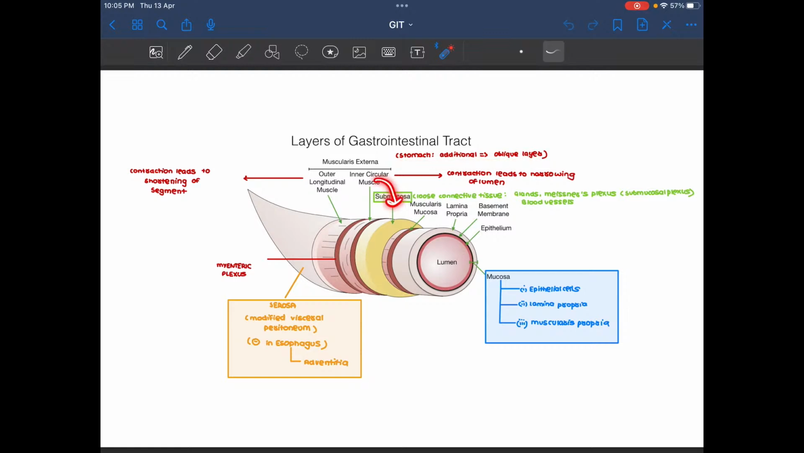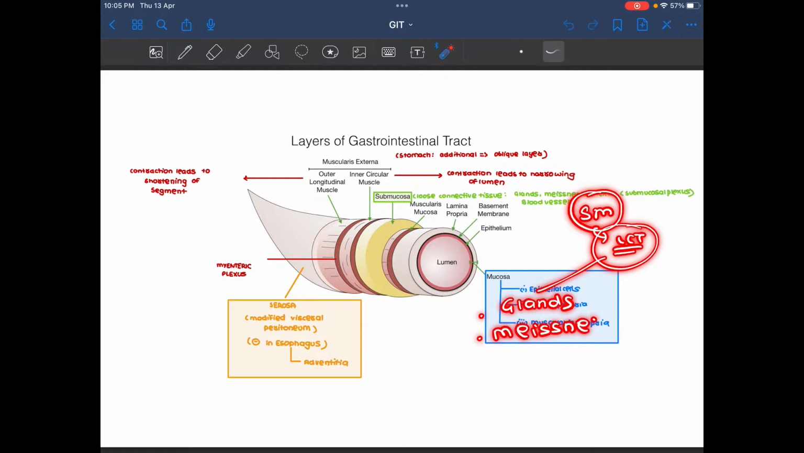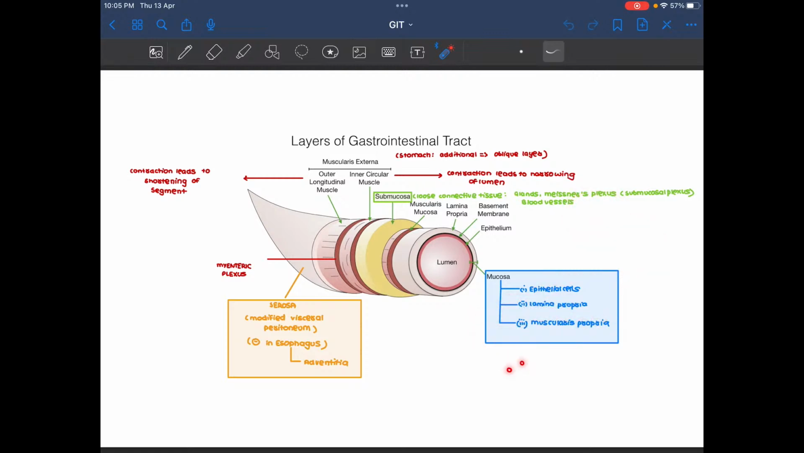Now, just beneath the muscularis externa, we have the submucosa. So this submucosa is made up of loose connective tissue, and it has multiple glands. And very importantly, it has a plexus known as the submucosal plexus, also known as Meissner's plexus, also known as Auerbach's plexus. Okay, so this plexus is going to be about intestinal secretions. And then obviously we have the blood vessels running beneath as well.